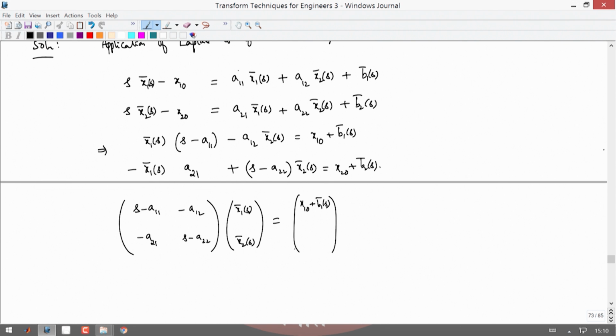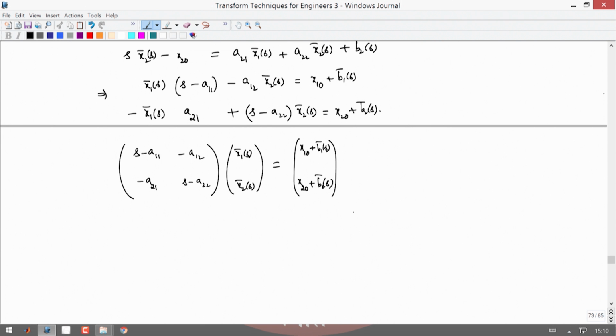You know what b1 of t is, so you know its Laplace transform. So, x2(0) plus b2 bar of s. So, this vector is known, and you are looking for the unknowns.